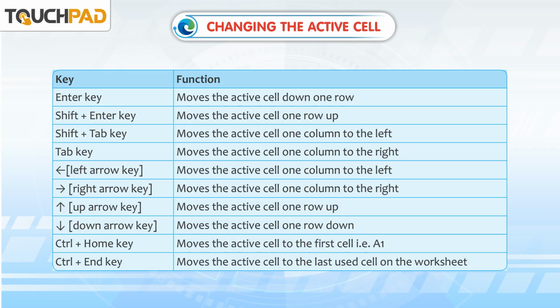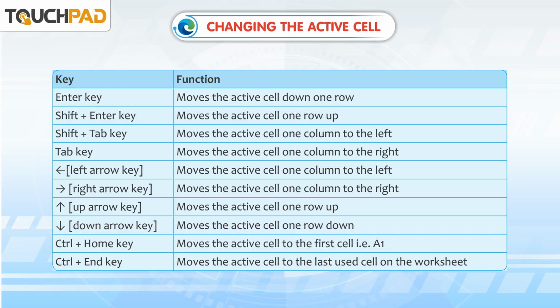Enter key. It moves the active cell down one row. Shift plus Enter key moves the active cell one row up. Shift plus Tab key moves the active cell one column to the left. Tab key moves the active cell one column to the right.